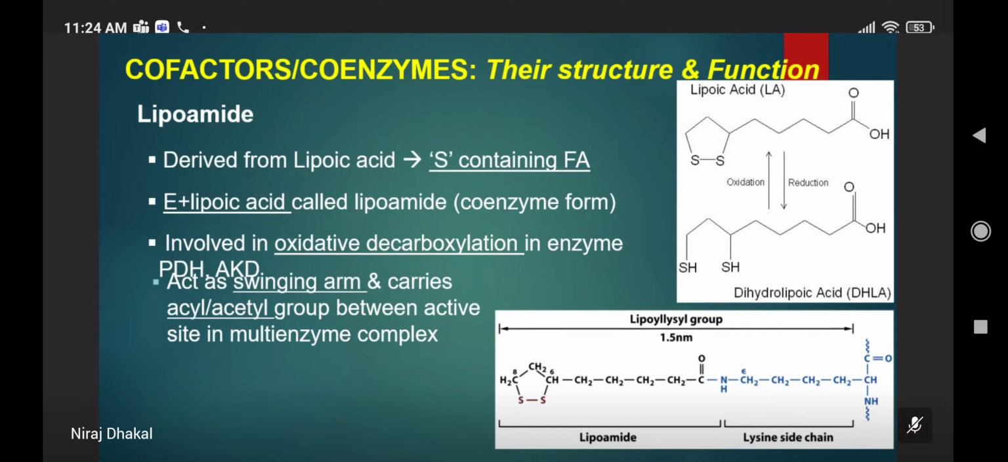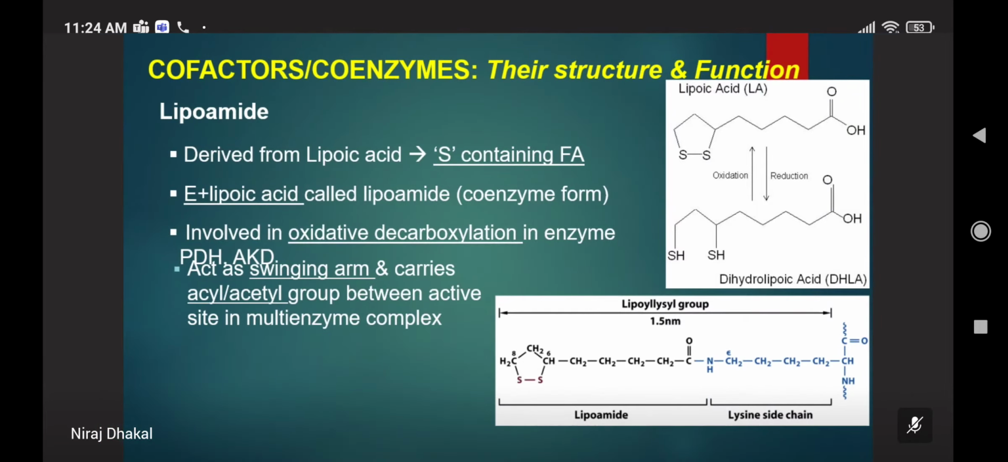The role of lipoyl lysine is simply to hold the substrate in position and transfer it between these active sites. Until the whole substrate has been transformed to product, it holds the substrate in position. It does not allow the substrate to escape the active site and be released incomplete. So this is the function of lipoamide.